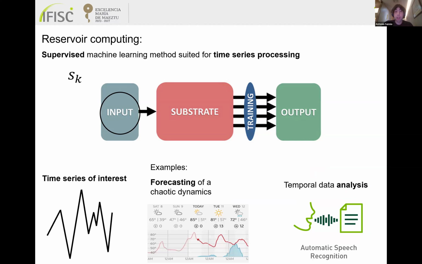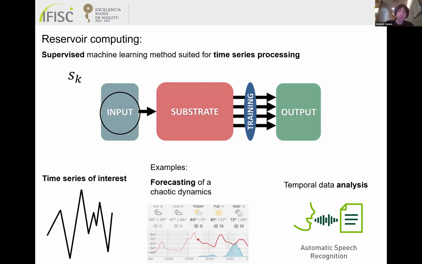More specifically, the input is a time series, and I will indicate its value during this talk with s_k. An example of a task that we can think about solving with quantum reservoir computing is forecasting chaotic dynamics, and I will show later a task that we also used for our work. Another possible thing that we can do is analyzing another time series in order to, for example, translate a vocal message to text. So we have to extract the information about which words are present in a vocal message, and then we can put it in a text.